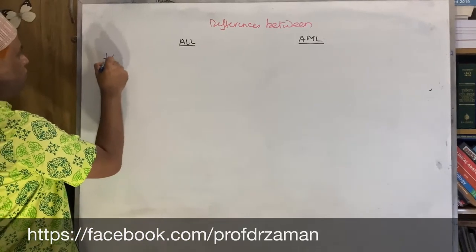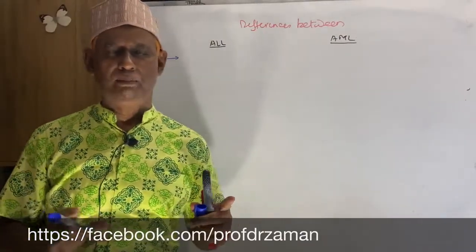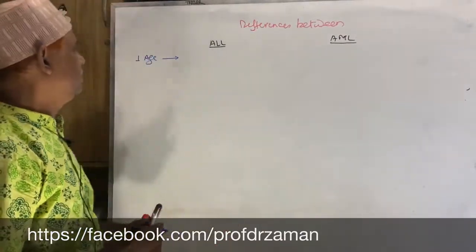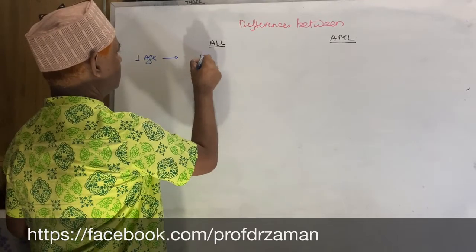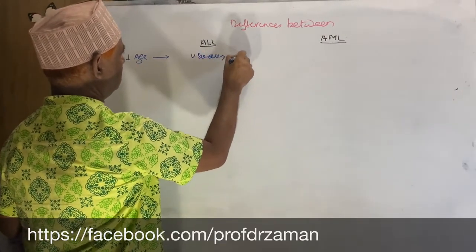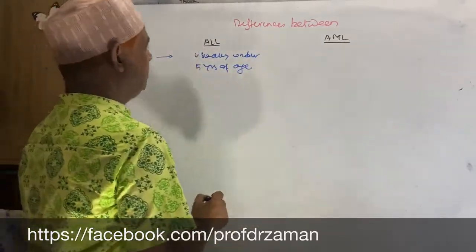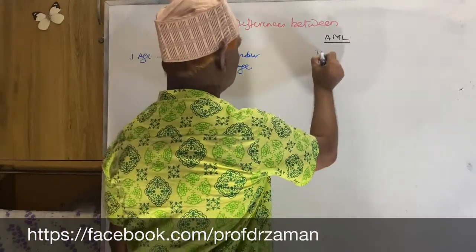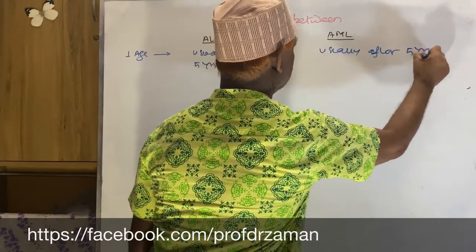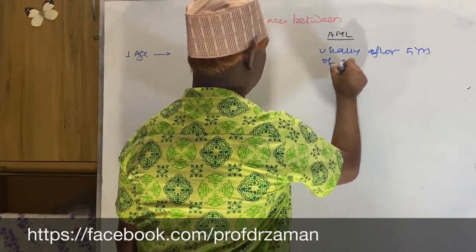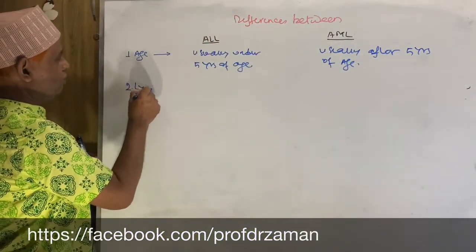First come to age of occurrence. Both acute lymphoblastic and myeloblastic leukemia usually occur in childhood, but acute lymphoblastic leukemia is usually common under 5 years of age, but AML, acute myeloblastic leukemia, is usually common after 5 years of age. Then lymphadenopathy.